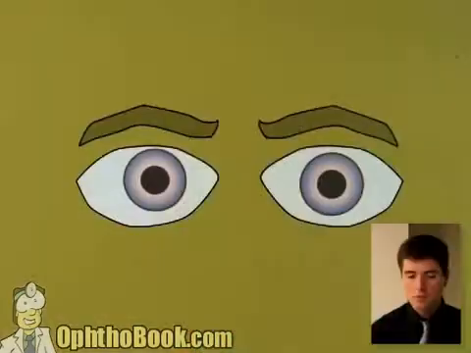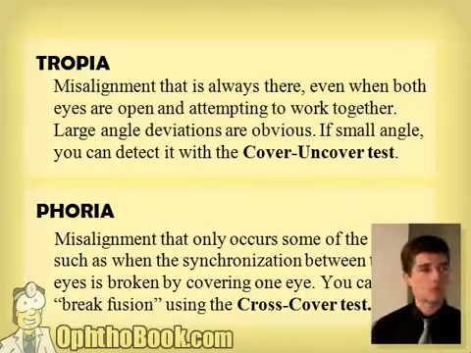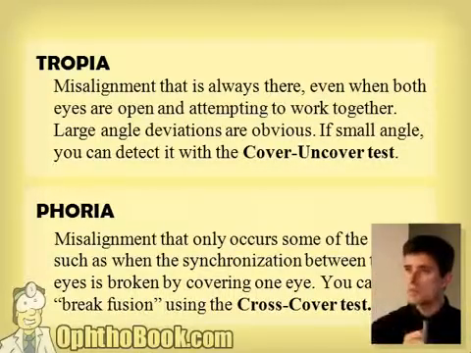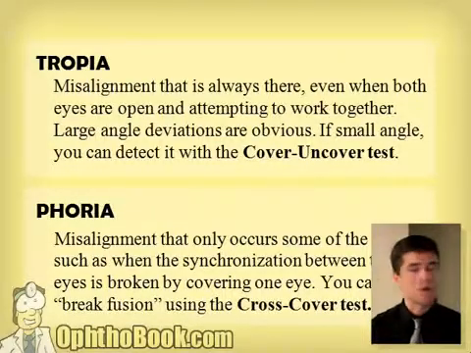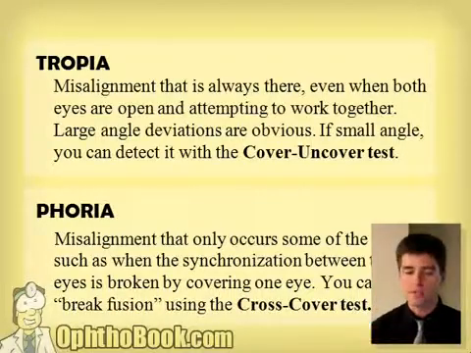You're right. So basically, in summary, a tropia can be large angle and obvious. You may only see it with certain gaze directions, or you might even have to do the cover-uncover test to pick up subtle shifts. But when it comes to phorias, it's a little bit harder. You have to tease it out. You have to break the synchronization between the eyes with the cross-cover test before you can see it.